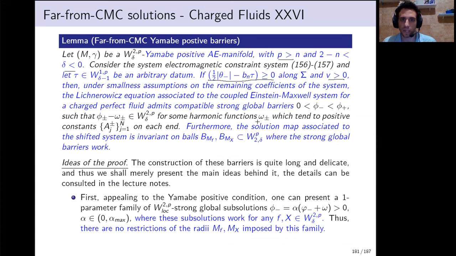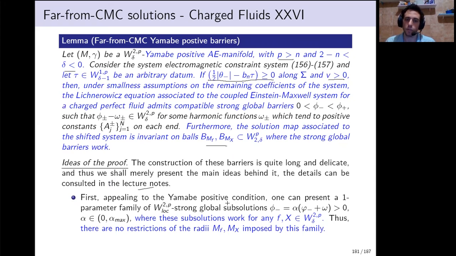And furthermore, the solution map is going to be invariant on the balls where these barriers work. And the construction of these barriers is quite long and delicate. It can be consulted in the lecture notes in detail. We're just going to outline the main ideas here due to time constraints.